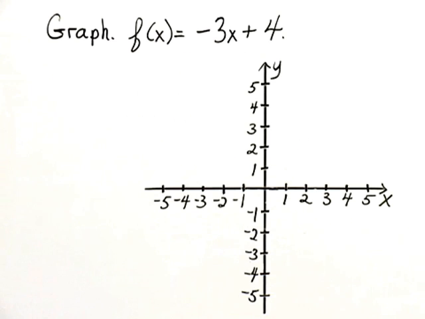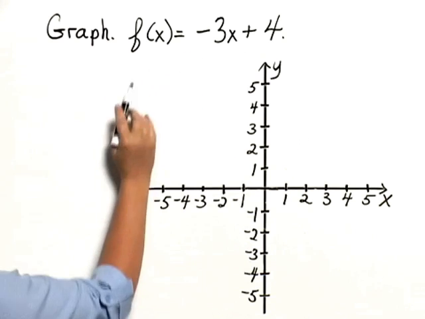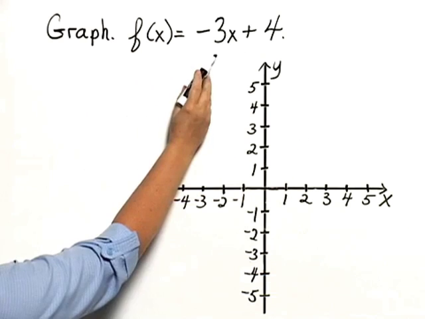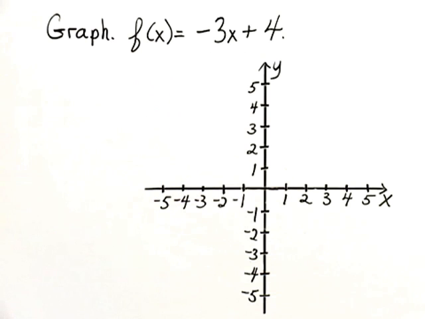In the next set of questions, we'll graph linear equations. Graph f of x equals negative 3x plus 4. This is written in slope-intercept form, and we can read the slope and the y-intercept directly from the equation, then use that information to draw the graph.